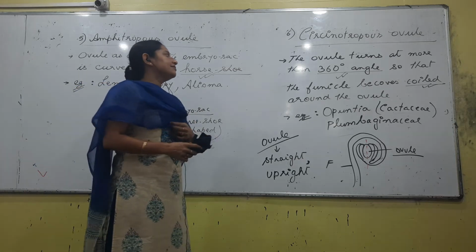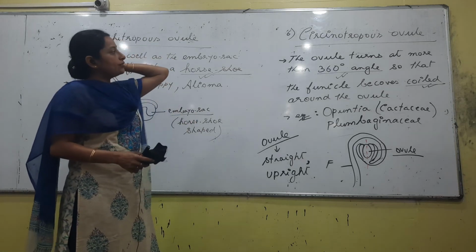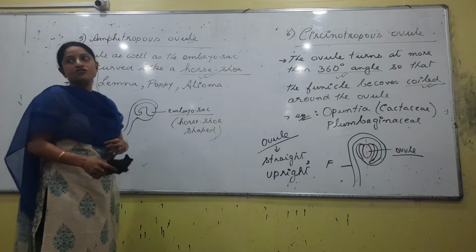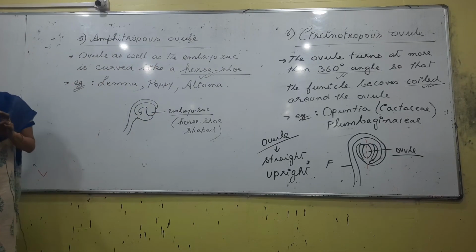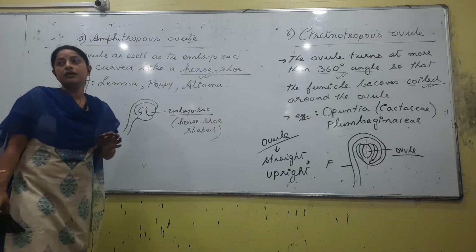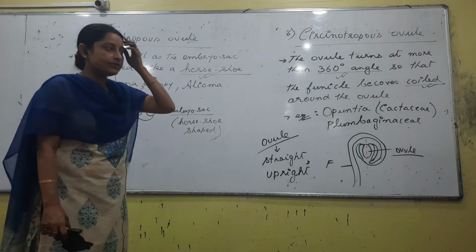So, these are the different types of ovules on the basis of curvature: straight ovule, 180 degree ovule, 90 degree ovule, 360 degree ovule and a horseshoe shaped ovule. So, these are the things that you have to do.